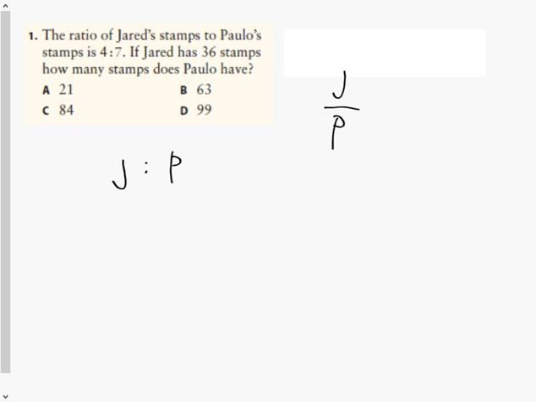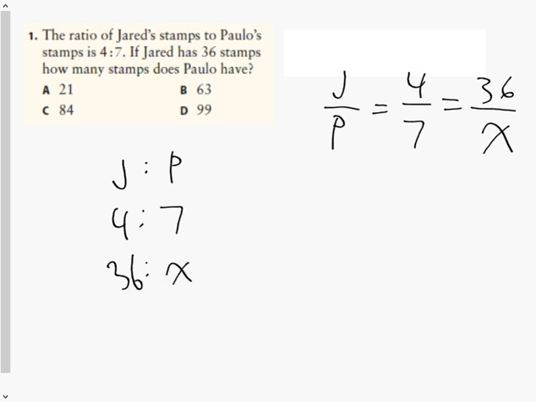So if I was to write Jared to Paulo, I know it's 4 to 7, or I could put down here 4 to 7. If Jared has 36 stamps, how many does Paulo have? Both of these ways that we've written it are really ways of answering the same question. And if we look at the second way using fractions, we could solve the missing value in the ratio 3 ways.